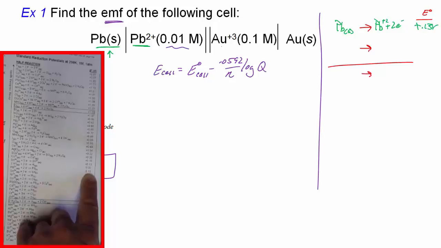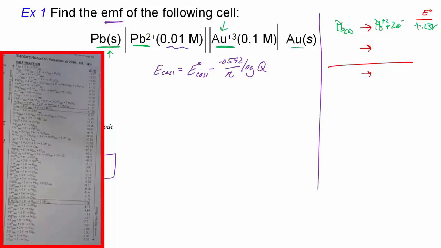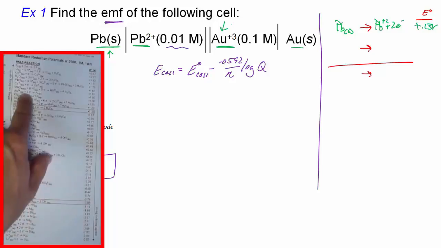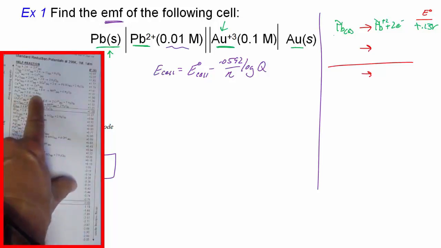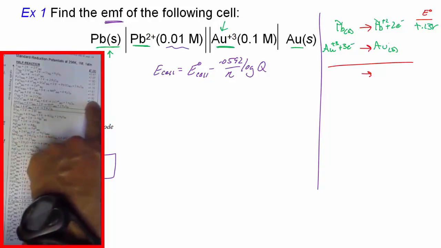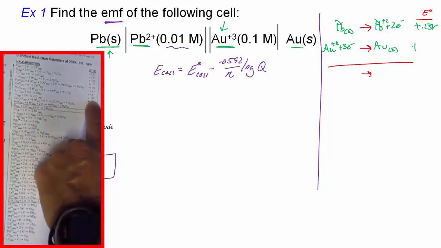The other half reaction is gold 3 going to gold solid. Reduction half reaction. So let's find gold 3 on the reactant side. Gold 3 plus 3 electrons forms gold solid. I didn't flip it, so write it down. Positive 1.5 volts.